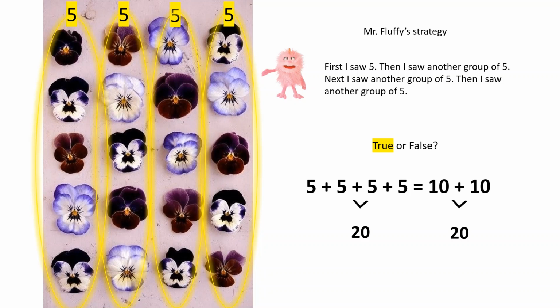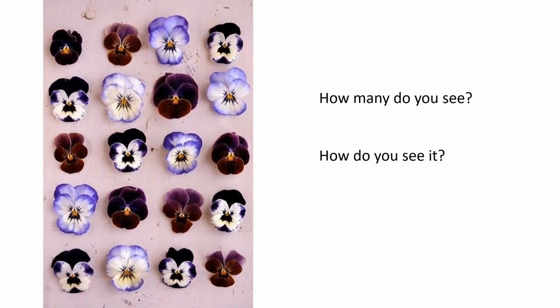It's true because the sums of each equation are equal. 5 plus 5 plus 5 plus 5 is the same as 20, and 10 plus 10 is the same as 20. And we know that 20 is the same as 20. Thanks, Mr. Fluffy, for sharing your strategy. Let's hear from another mathematician.